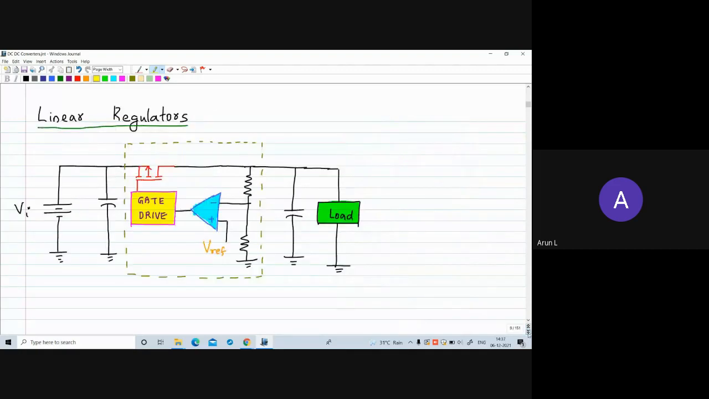So that technique is used in linear regulators. Here you can see we have a source Vi, and we have a load here, and on the input side we have a capacitance to absorb the input voltage ripple, and on the output side we have another capacitance to absorb the output voltage ripple, and in between you have a series resistance. Here, instead of using a series resistance, a MOSFET is used, and we have to give a gate signal to the MOSFET. So we have to sense the output voltage.